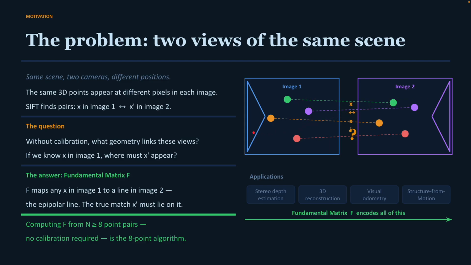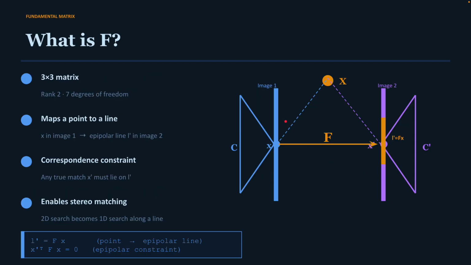The answer is the fundamental matrix F. Given a point x in image 1, F gives us a line in image 2, the epipolar line. The true matching point must lie on that line. Computing F from 8 or more point pairs with no calibration needed is the 8-point algorithm. And once you have F, it unlocks all these applications: stereo depth estimation, 3D reconstruction, visual odometry, and structure from motion.